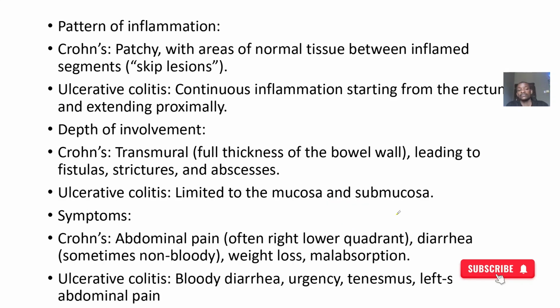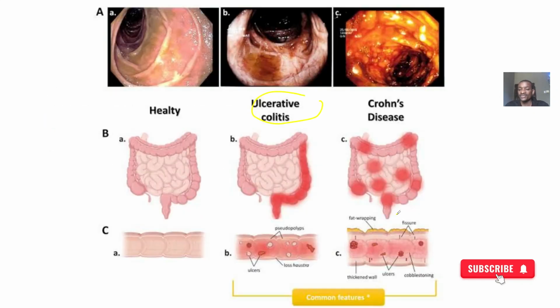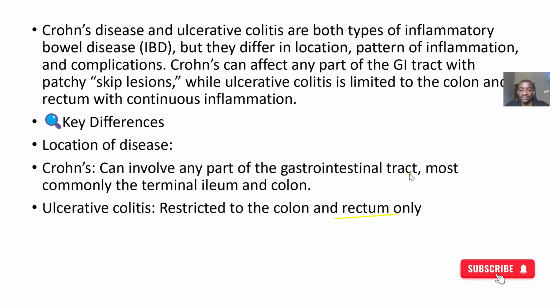All right, so patterns of inflammation. Crohn's inflammation is patchy, with areas of normal tissue between inflamed segments. Skip lesions: it is like painting your abdomen, here, then it jumps to here, jumps to here, jumps to here. It's not really straightforward, you know what I'm saying?